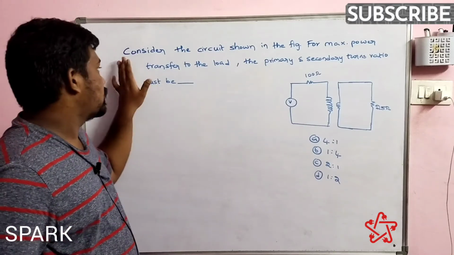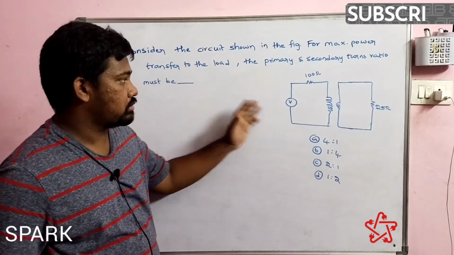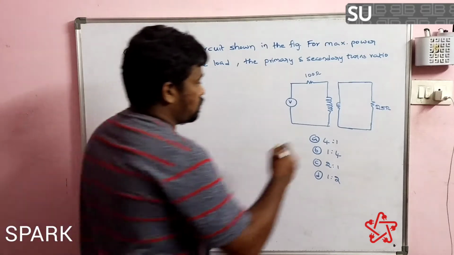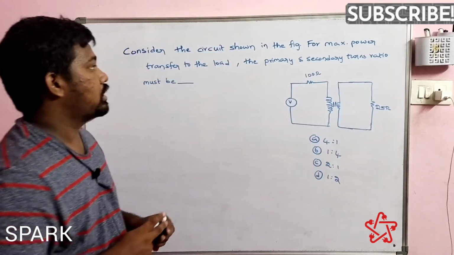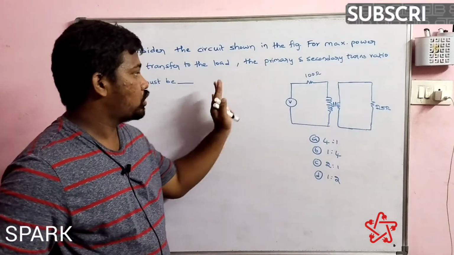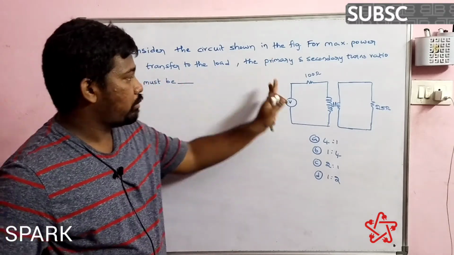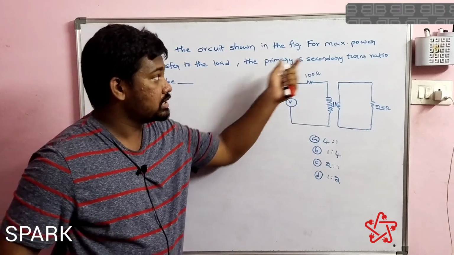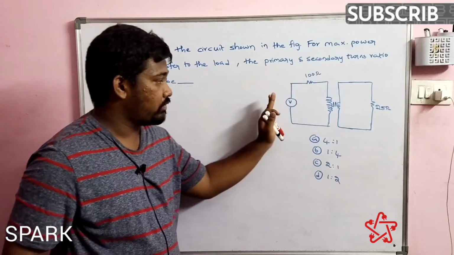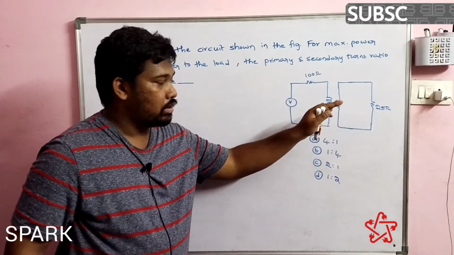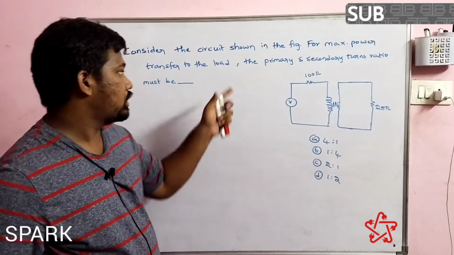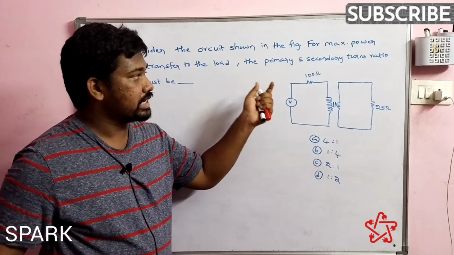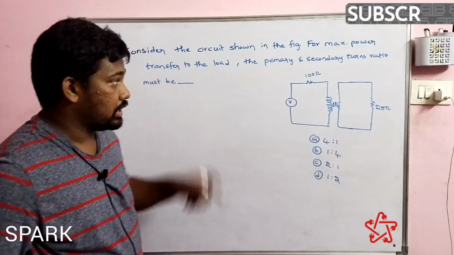Now the question is, consider the circuit shown in the figure. He gave some figure with a transformer and all. For maximum power transfer from source to load, the primary and secondary turns ratio must be?